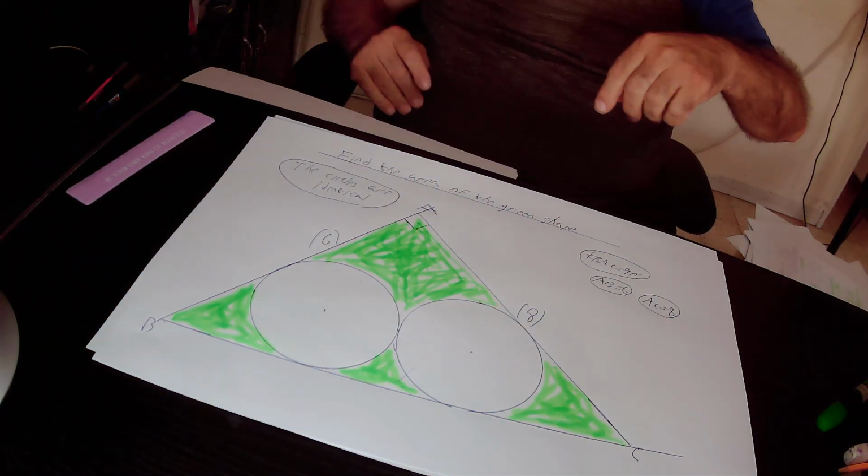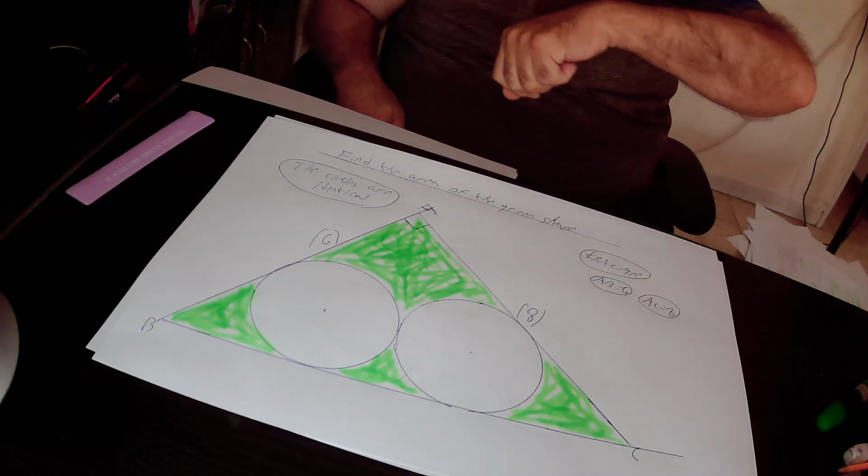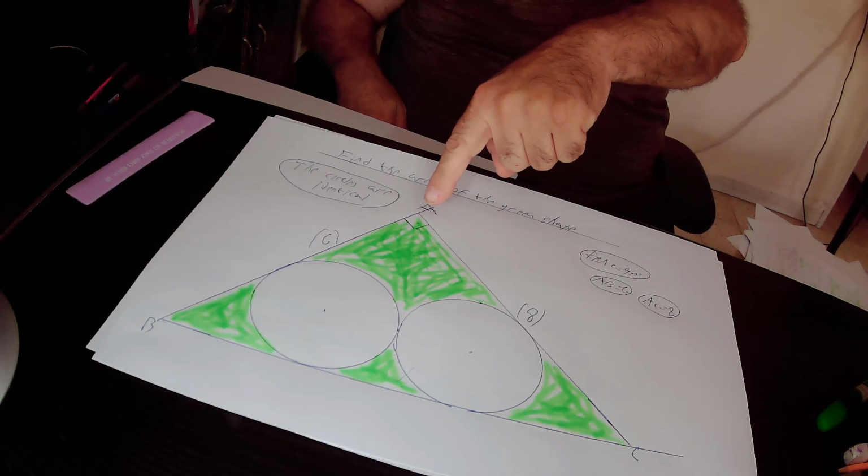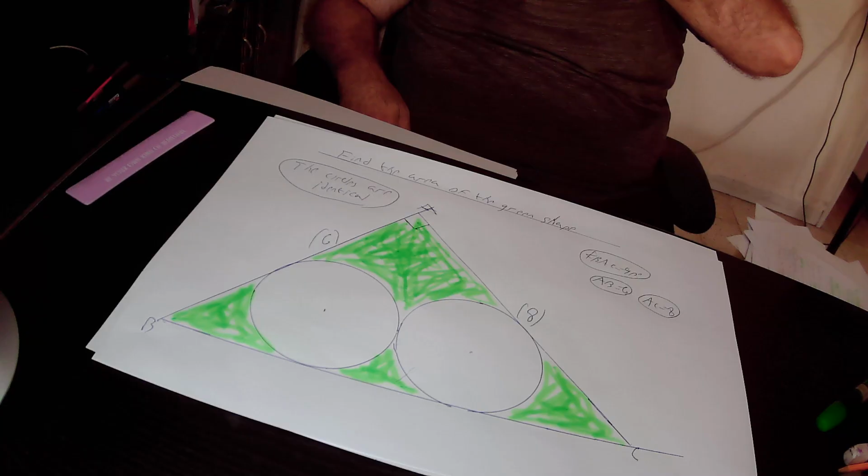Hello, in this lecture I find out the area of the green shape. In the drawing, we have triangle ABC. Triangle ABC is a right triangle. This angle is a right angle.